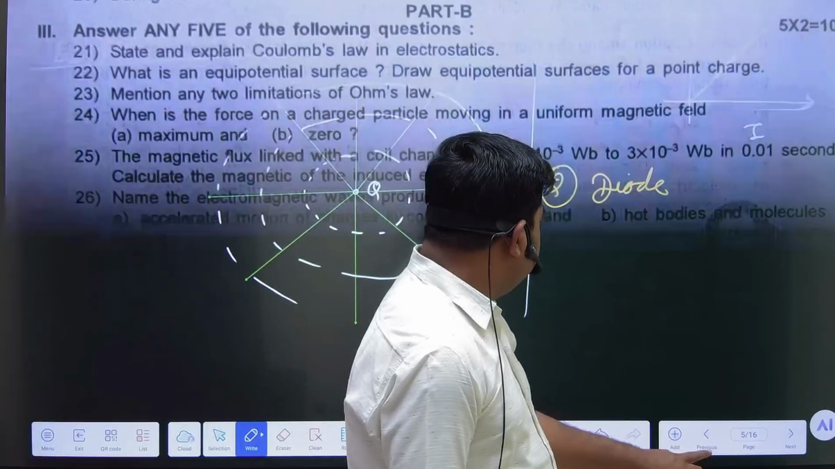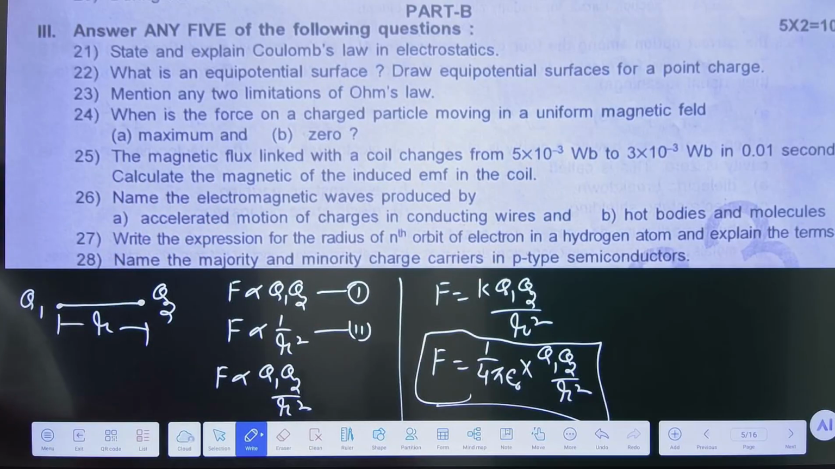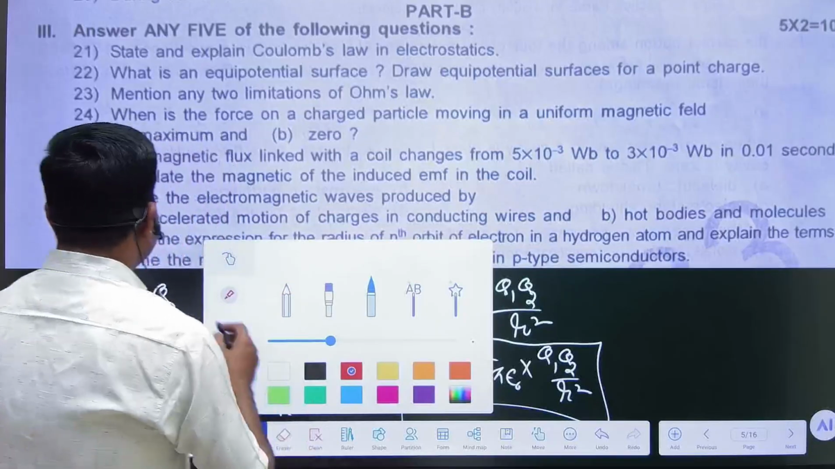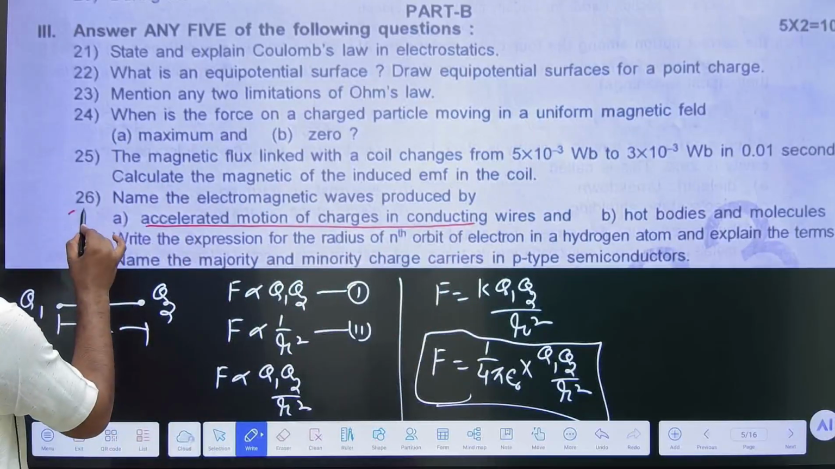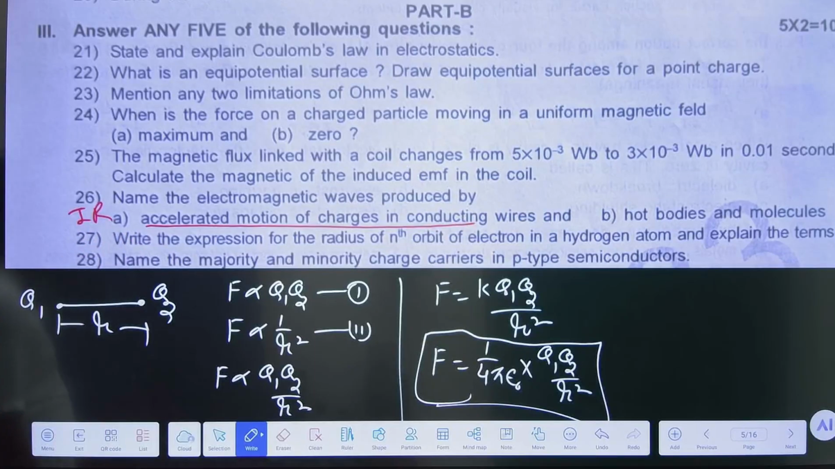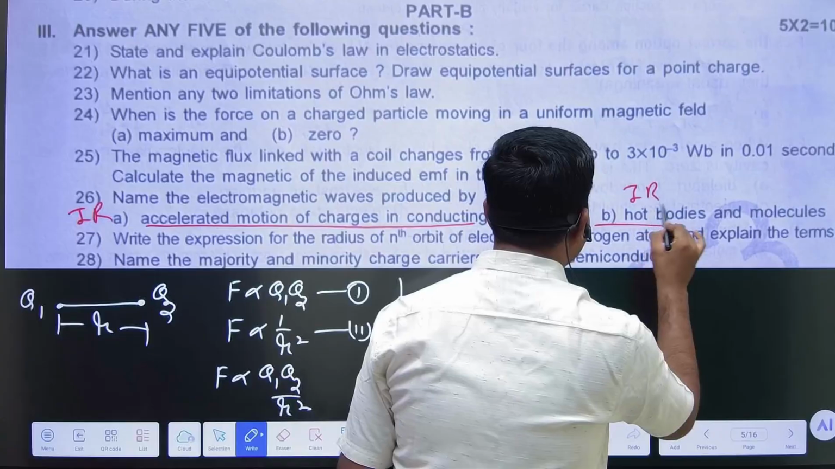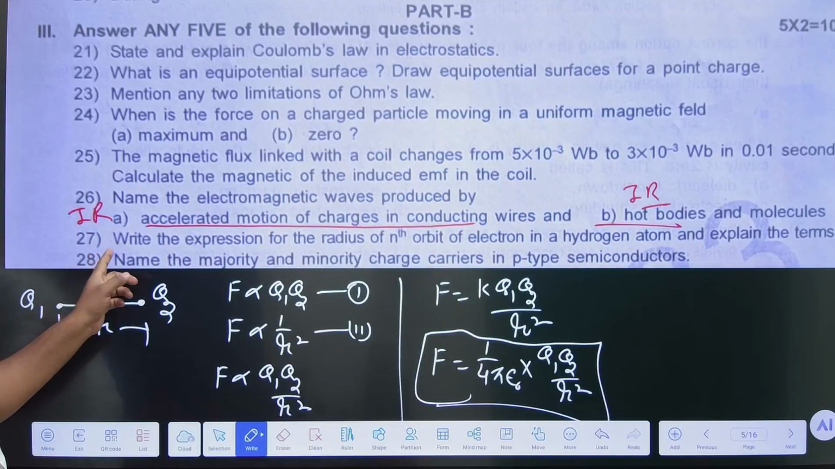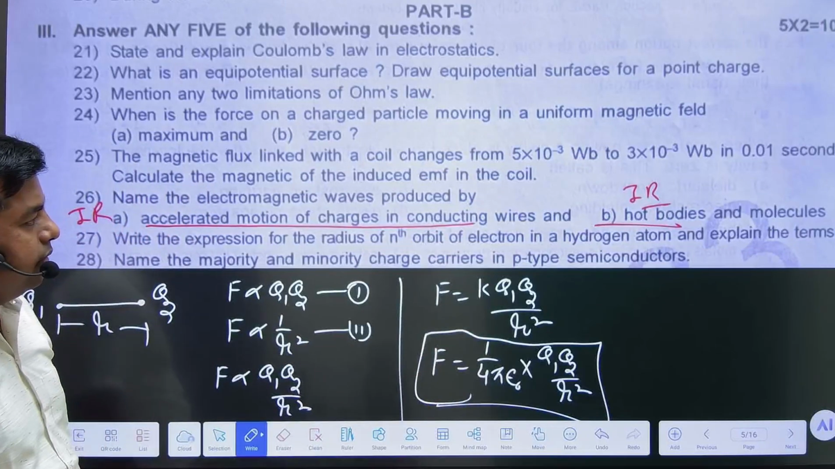Next question is: name the electromagnetic wave produced by. First one is accelerated motion of charge in conducting wire, that is infrared ray, IR. Next one is hot body molecule. This is also infrared ray, IR. Okay, infrared radiation.